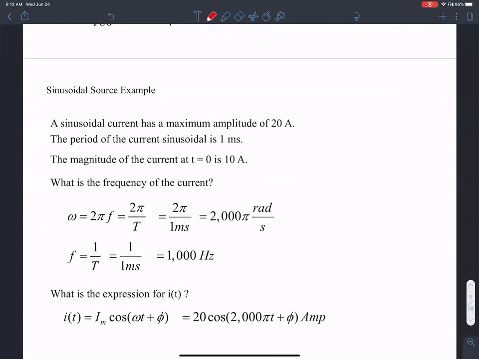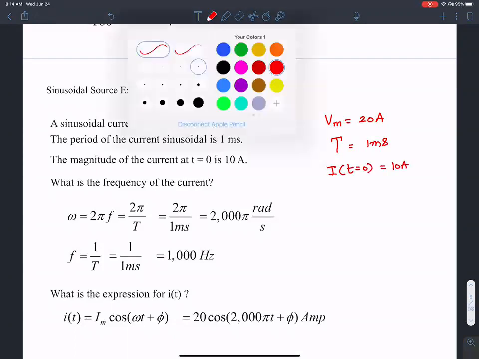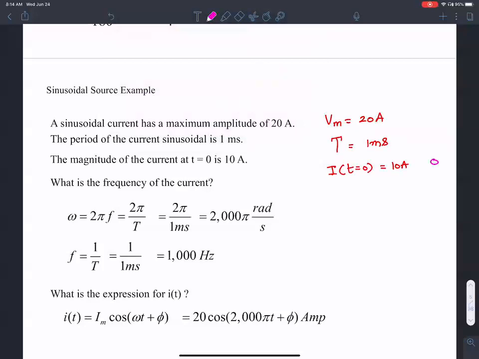So a sinusoidal current source has a maximum amplitude Im of 20 amperes. The period T is given to be 1 millisecond. The magnitude of current at t equals 0 is given to be 10 amperes. You should understand that this information corresponds to phi, the phase. The other information is amplitude and frequency. This information is phase. So there are a bunch of questions.